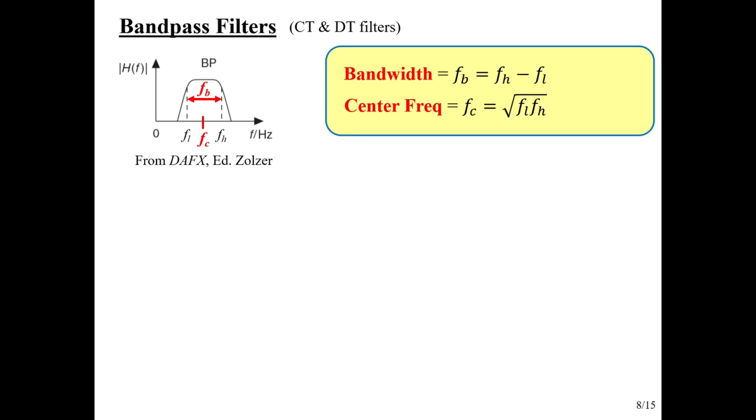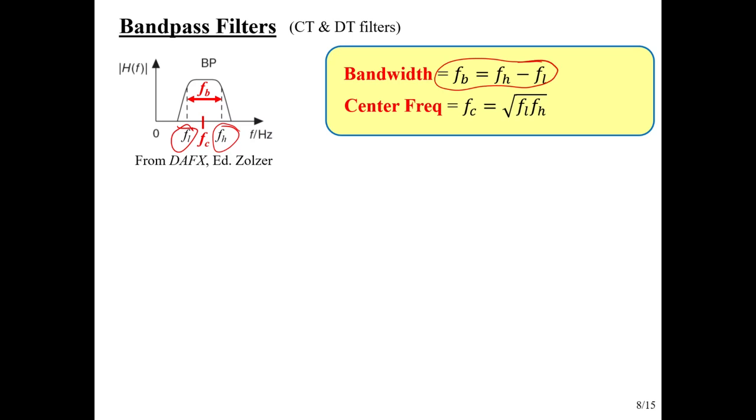All right, let's give a few more characteristics here for bandpass filters. And what I'm saying here is true for both continuous time and discrete time. So we saw on the previous page FL and FH, and I said those would probably be defined as the point where the response drops by 3 dB from what it was in the passband. And if we look at the difference between those two, we can define that to be the bandwidth.